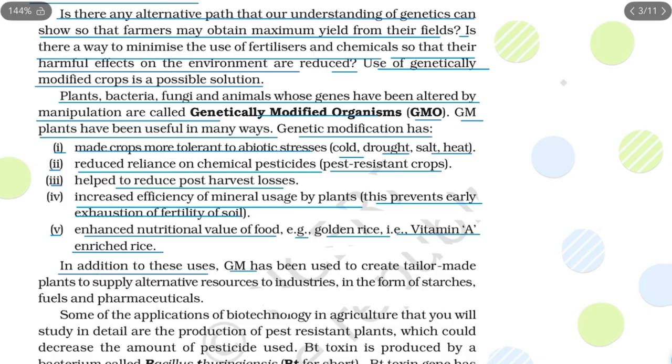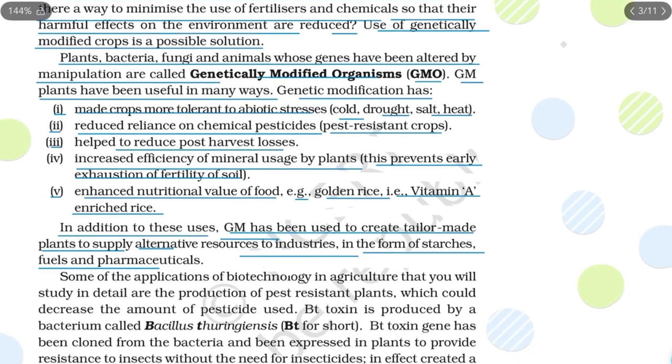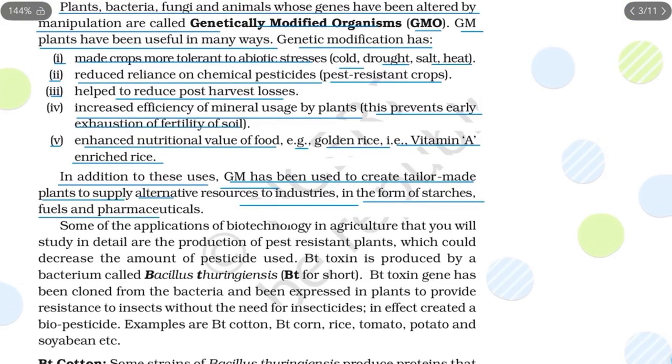In addition to these uses, GM has been used to create tailor-made plants to supply alternative resources to industries in the form of starches, foods, and pharmaceuticals. Some of the applications of biotechnology in agriculture that you will study in detail are the production of pest resistant plants, which could decrease the amount of pesticide used.